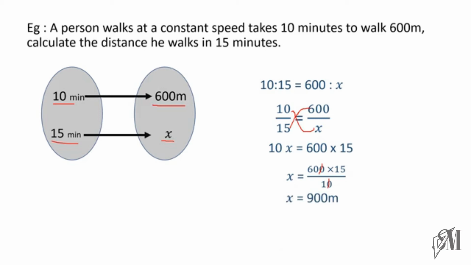In the previous method also, we got 900 meters. In this method also, you will get the same answer. The answer will not change, only the method changes. So this is how you solve a question using the definition method. You write the ratio, then you write it as a fraction, cross multiply and find the unknown term. Very simple. Right. There is one more method.